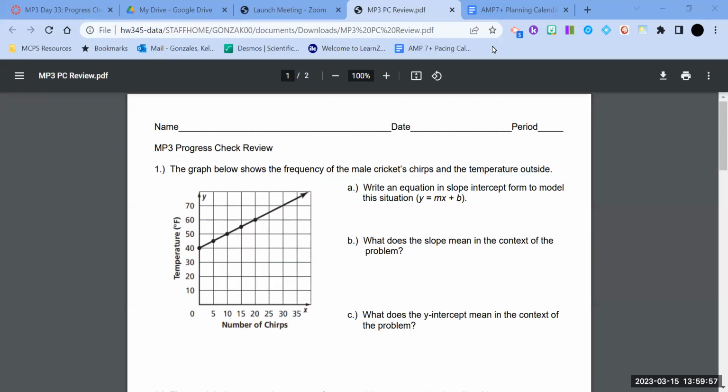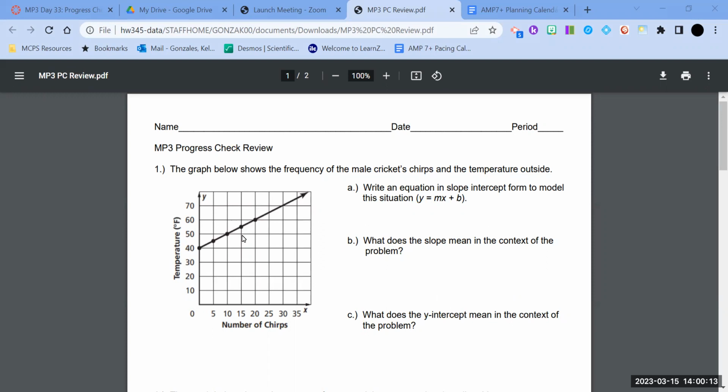Okay, so today what we're going to be doing is reviewing for our marking period 3 progress check. The way that we're going to do this is by just doing some review of the stuff that we've done this past marking period. And we're going to focus today on linear equations.